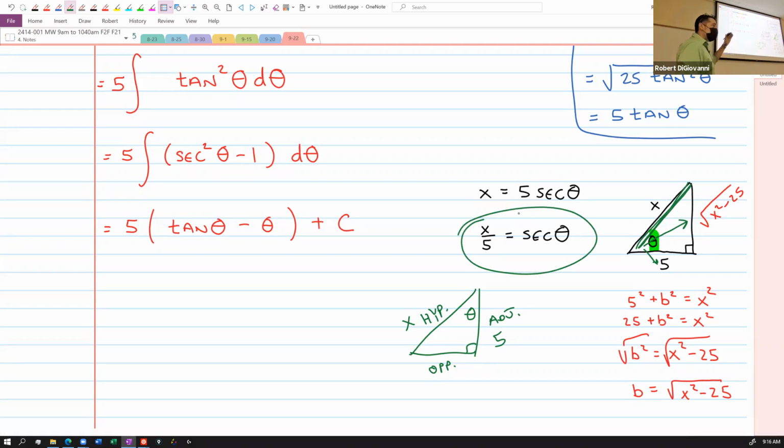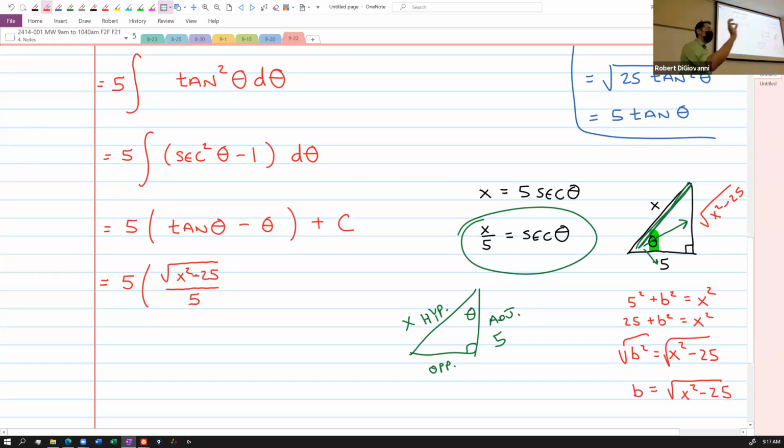Okay, so we've taken the antiderivative, and we've drawn a reference triangle. If we want to know now what tangent of theta is, then we need the opposite over the adjacent, off of this triangle. So this will become 5, and then the opposite is the square root of x squared minus 25 over the adjacent, which is 5. Everyone good with that?